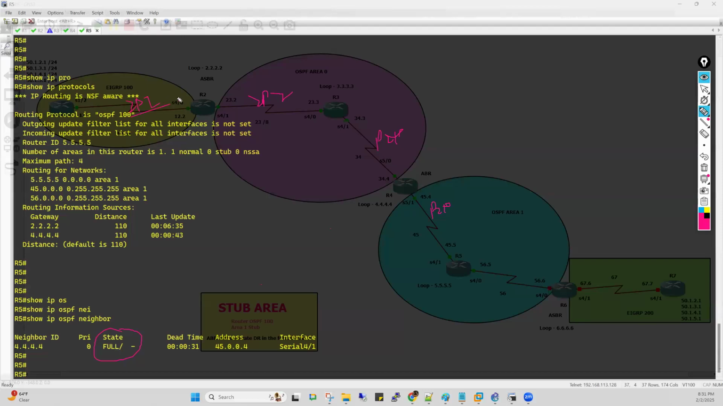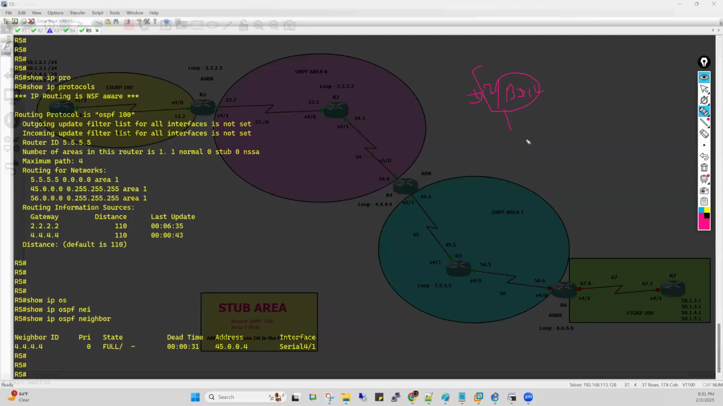So if you are using point to point, in this case, is there DR and BDR election? Answer is no. There will be no DR and BDR election. So right now, here you are not able to see anything. I already explained you these things. Clear, guys? Everyone? Yes or no?